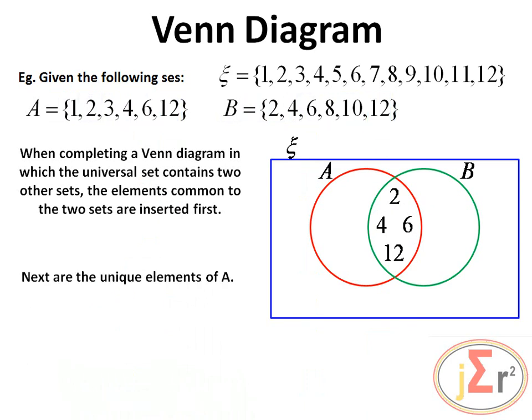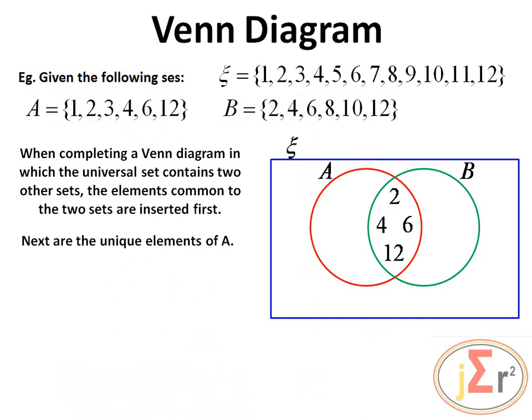Then of course, we will include the unique elements of A. What elements are in A that we do not have in the intersection? 1 and 3. Do we have any other? No, sir. This is followed by those unique to B. Those elements that are in B that are not in the intersection, they go next.